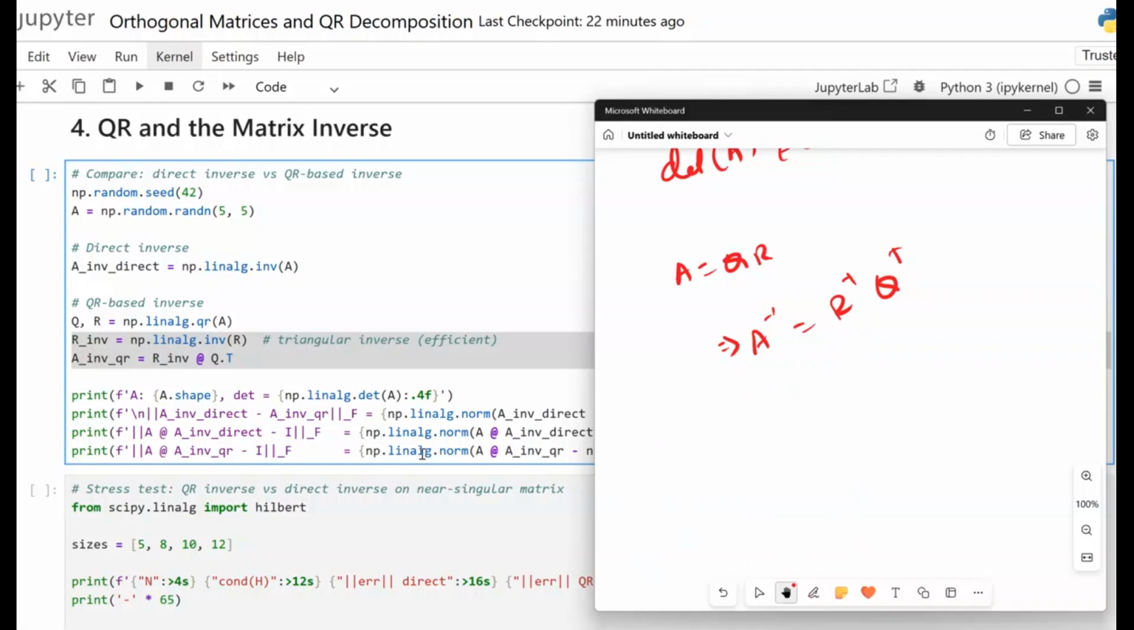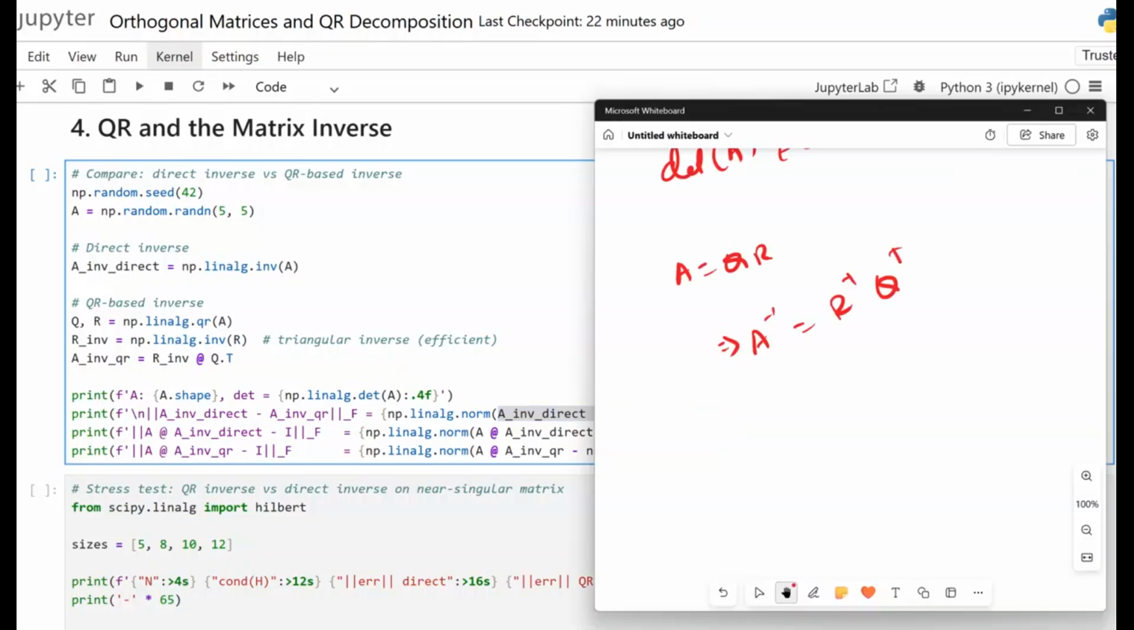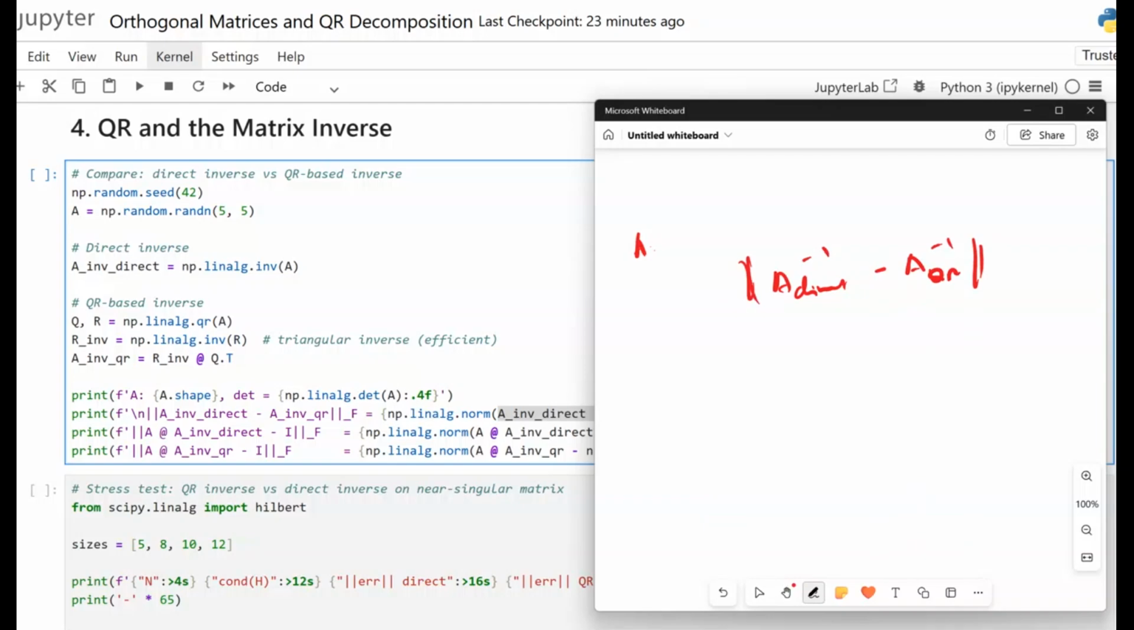And yes, dear friends, we are just going to compare the results. We are going to take the difference between methods. Here it measures A direct inverse minus A QR inverse under the Frobenius norm. It should be very small, nearing 10 to the power of minus 15, which indicates numerical agreement.